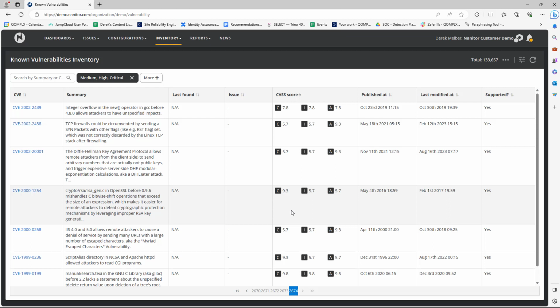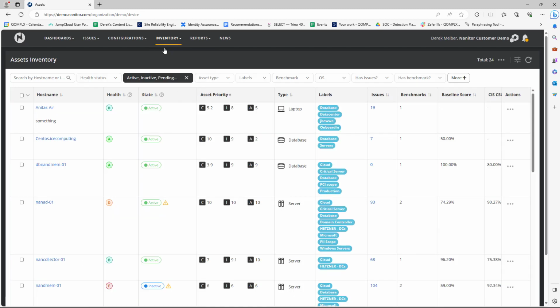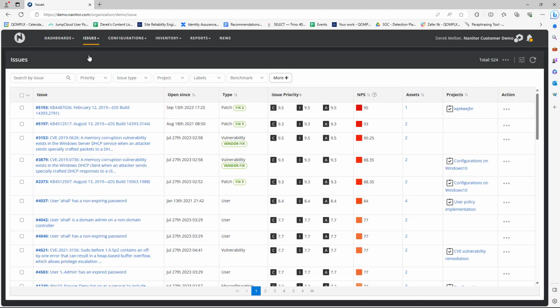That is very overwhelming. Well, Nanitor takes away the complexity of what you should be looking at first and what you should address first. The way Nanitor works is it gathers an inventory of all of your assets automatically. Then it gathers the information about the asset, giving you a clear view on if any of those assets have a vulnerability. That would be listed under the issues.